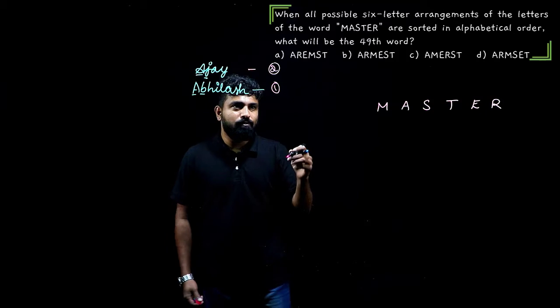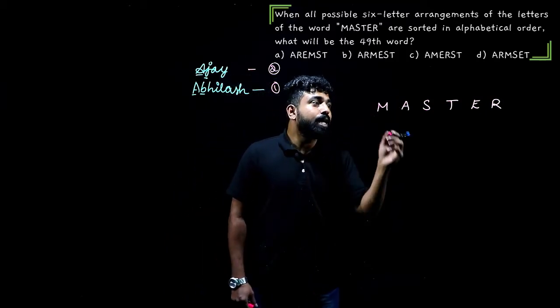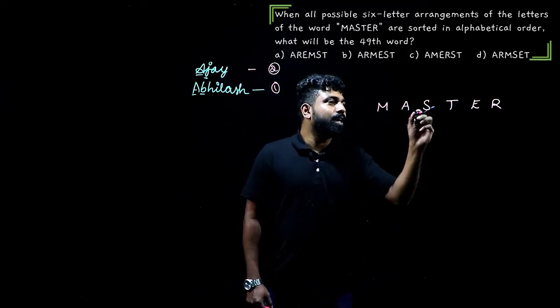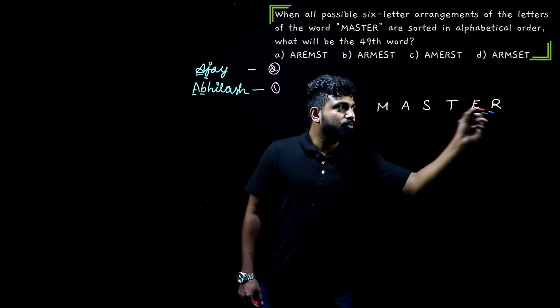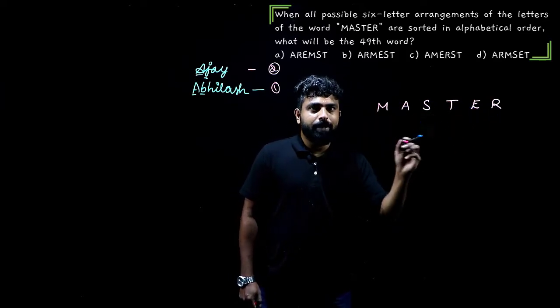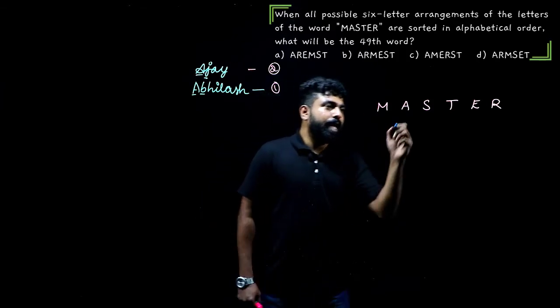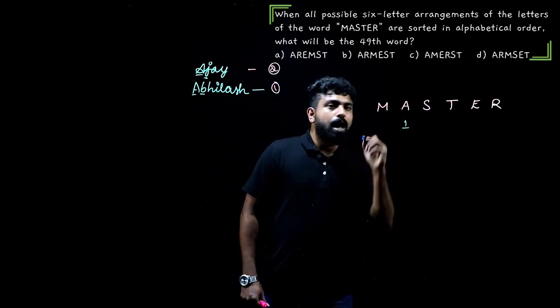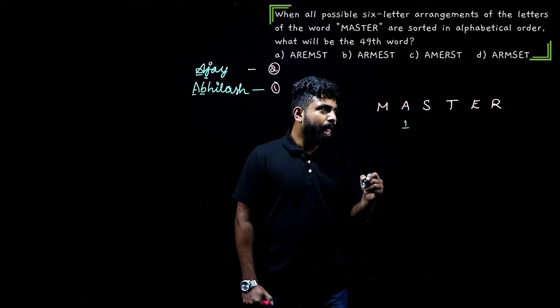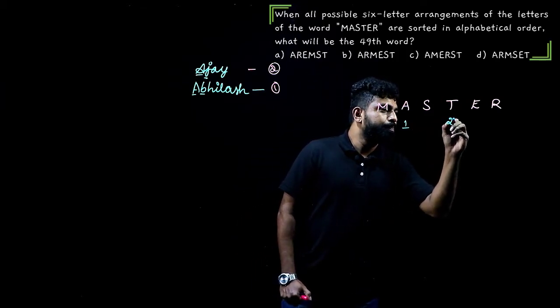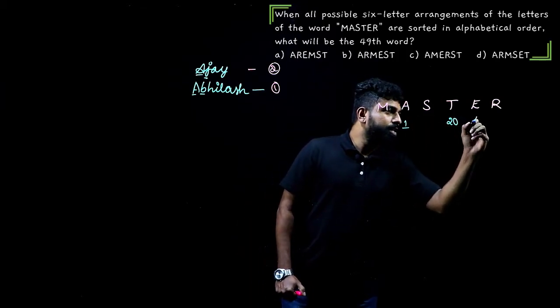Similarly, they are asking for the 49th word when you are arranging all the letters of the word MASTER in alphabetical order. So we know that A is the first term in our alphabetical order, and T is the 20th term, E is the 5th term.